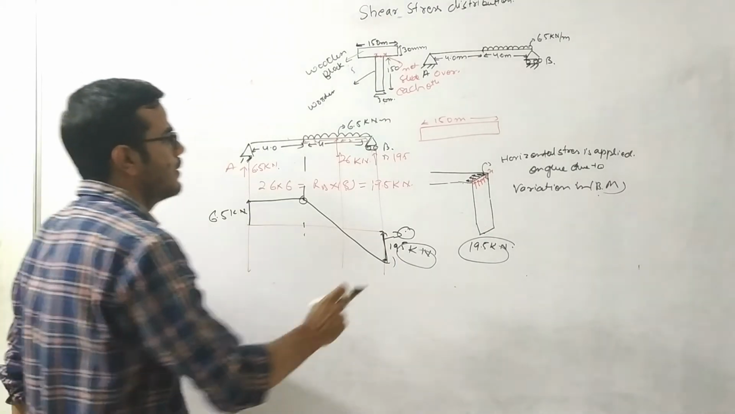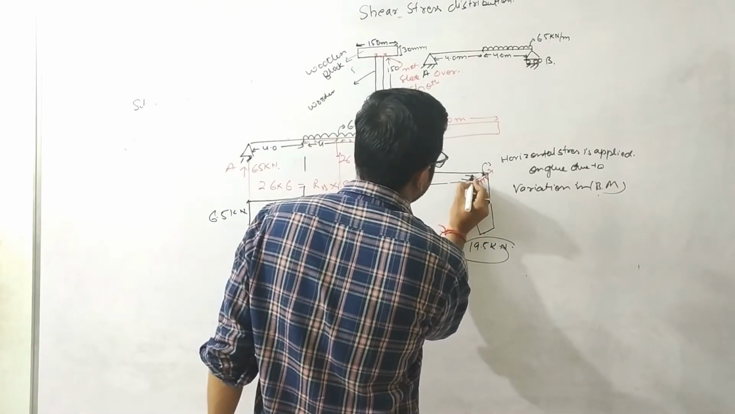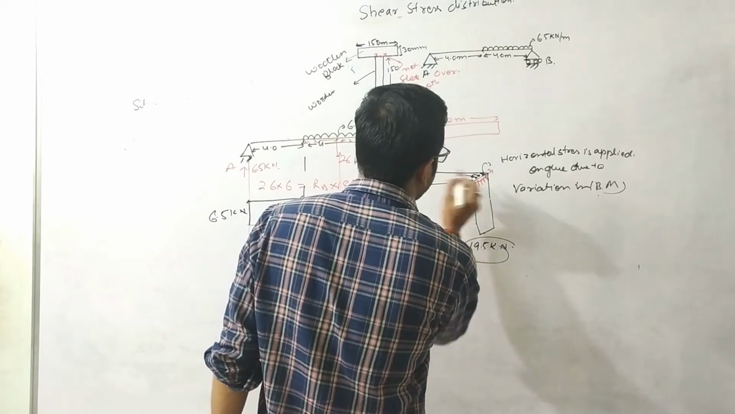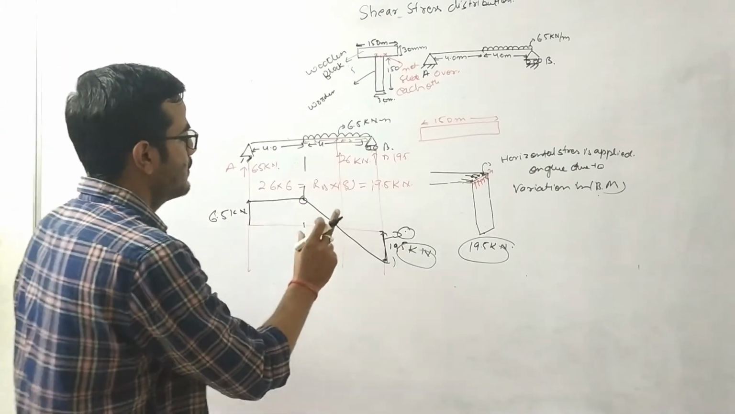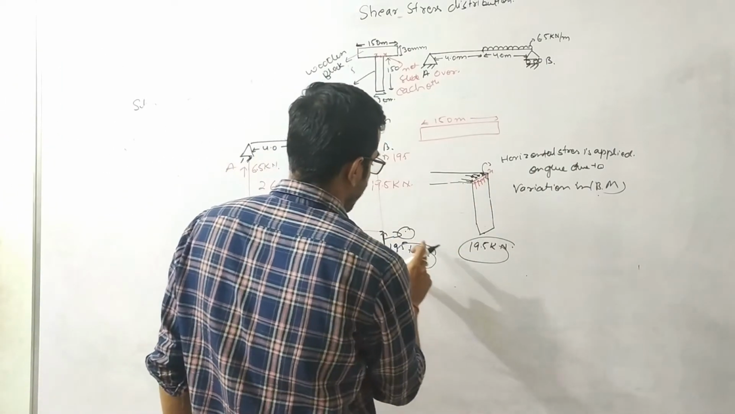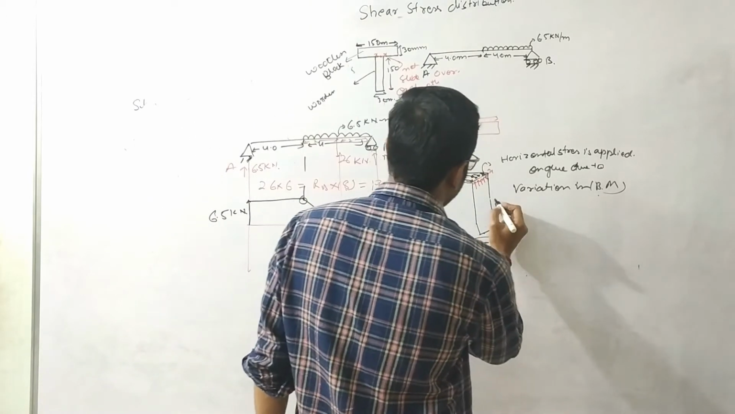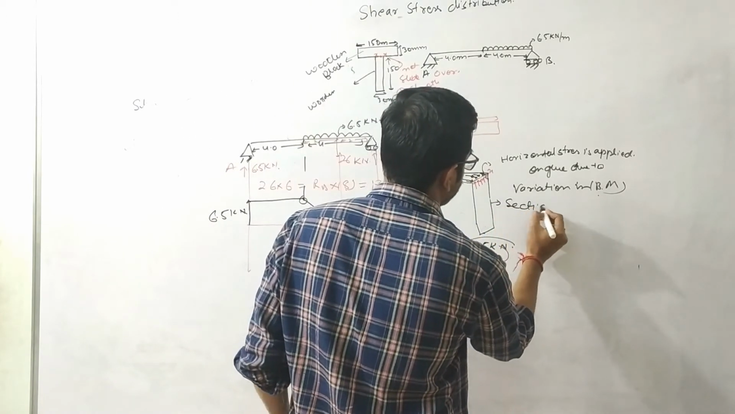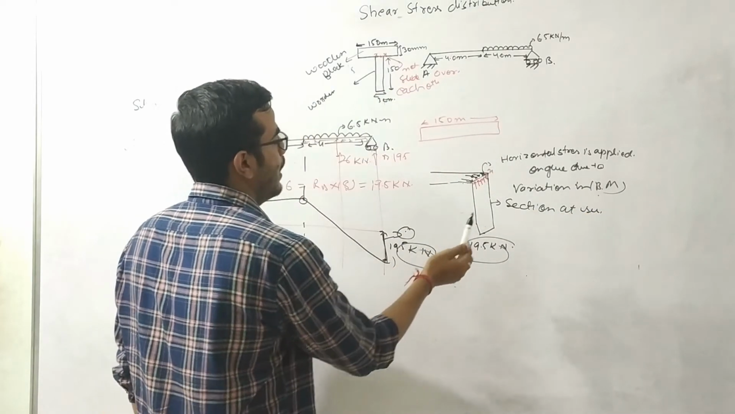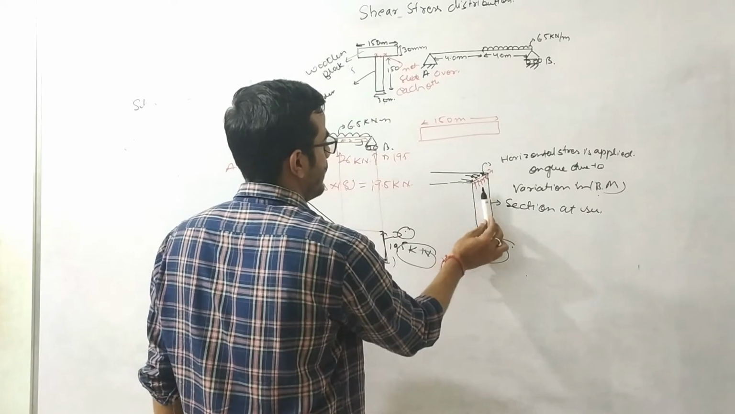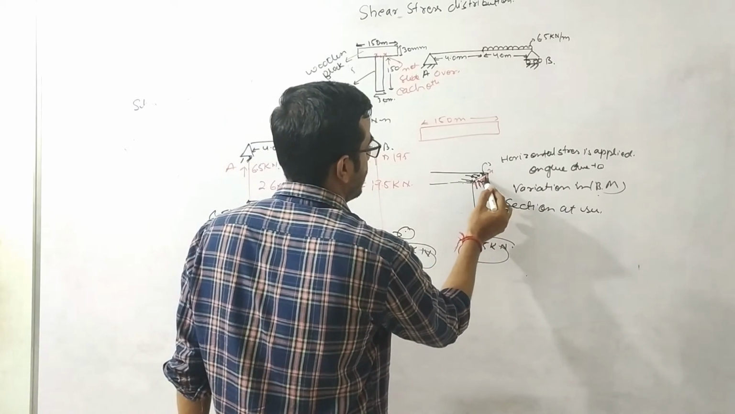Oh sorry, this direction will be like this, the complementary direction. It should be like this. Okay, so at this section, the shear force is maximum. This is the section at the support. Shear force at this support will be in upward direction.